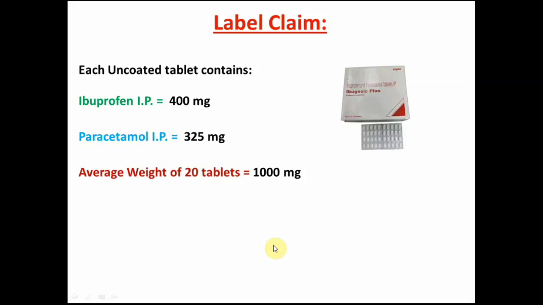Then next, the label claim. We have taken this tablet, which contains, in each uncoated tablet, ibuprofen IP, that is 400 mg, and paracetamol IP, that is 325 mg. For the average weight, we have taken 20 tablets, weighed them individually, and then taken the average weight of those 20 tablets, and it is 1000 mg.